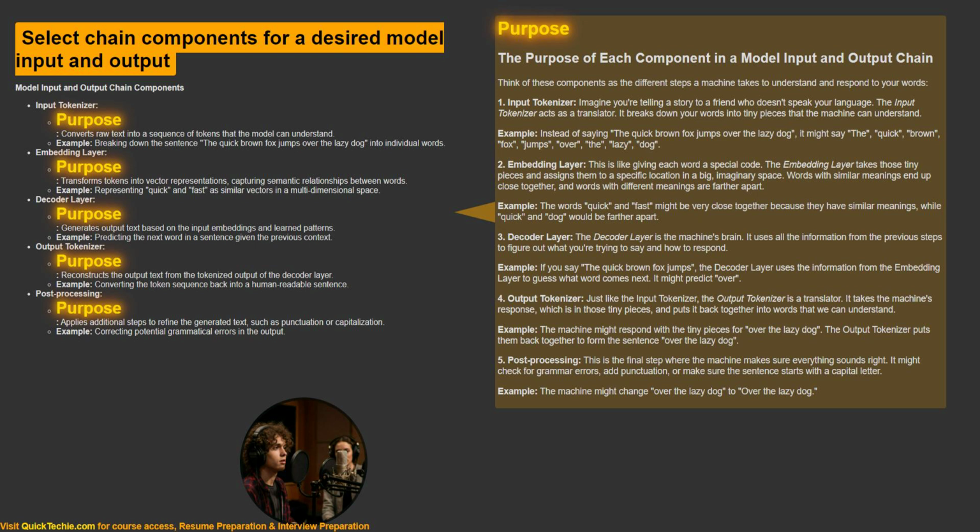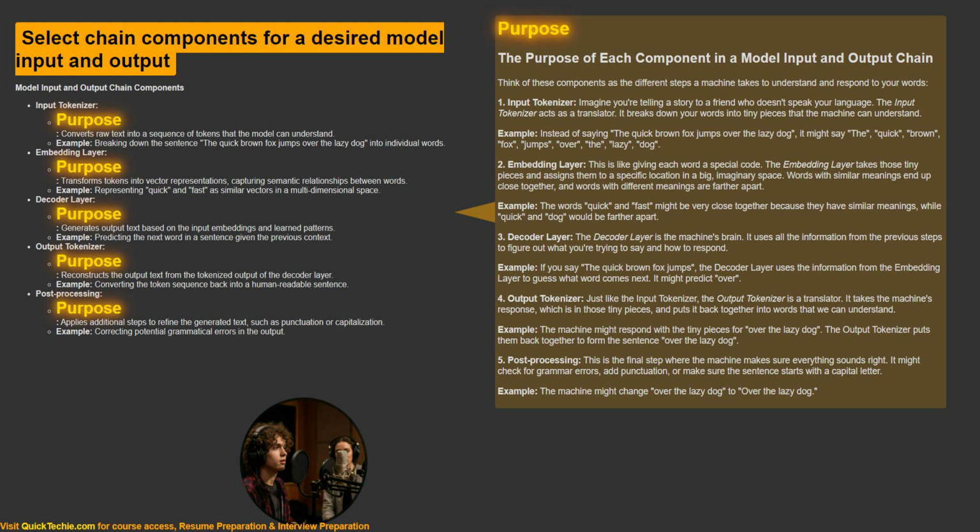3. Decoder layer. The decoder layer is the machine's brain. It uses all the information from the previous steps to figure out what you are trying to say and how to respond. Example, if you say, "The quick brown fox jumps," the decoder layer uses the information from the embedding layer to guess what word comes next. It might predict, over.